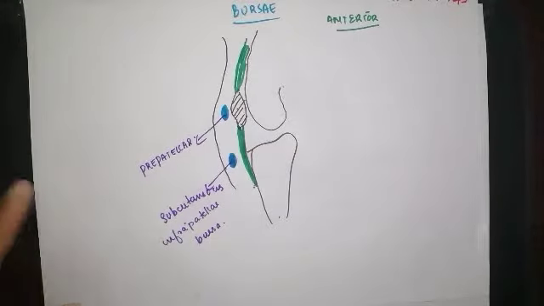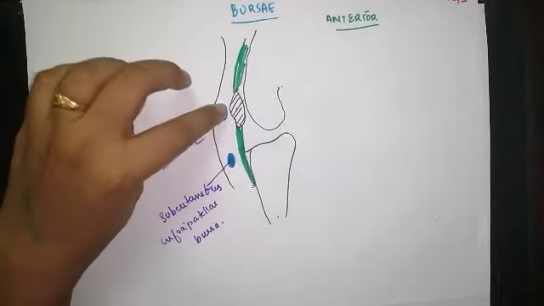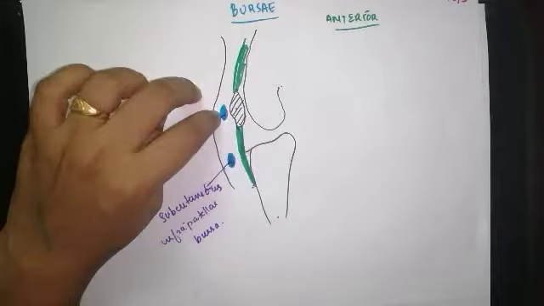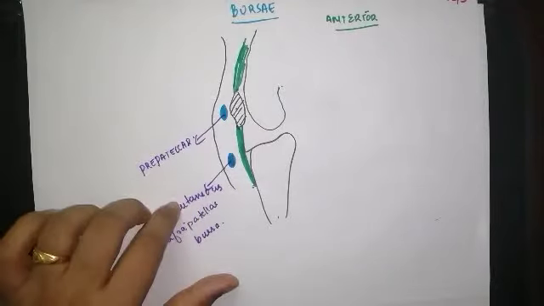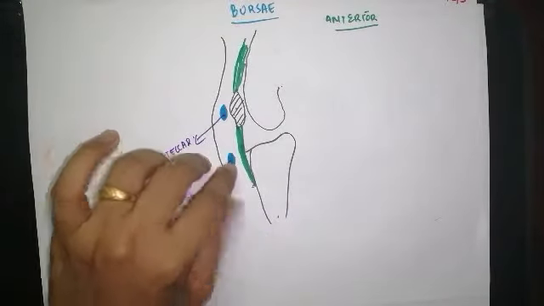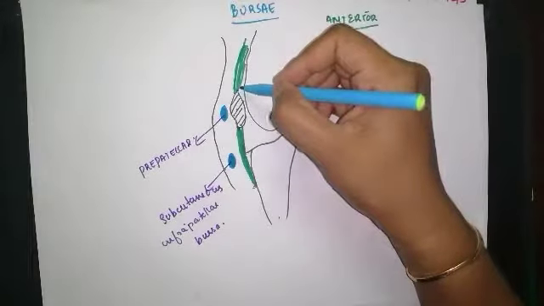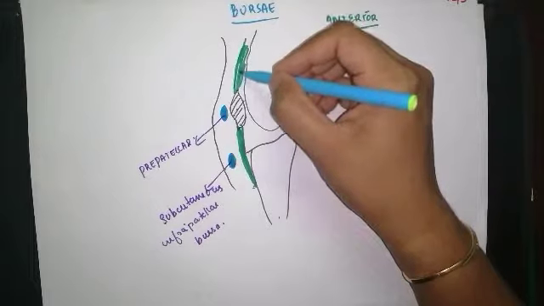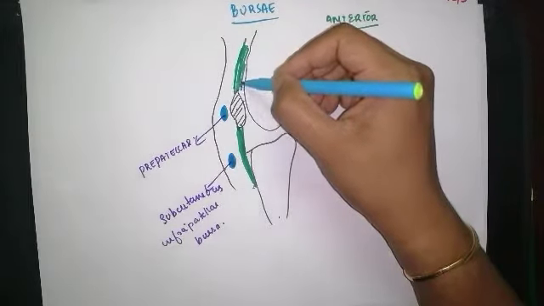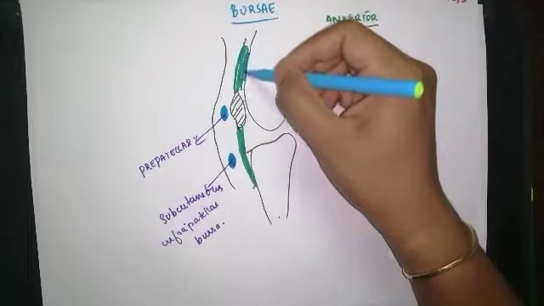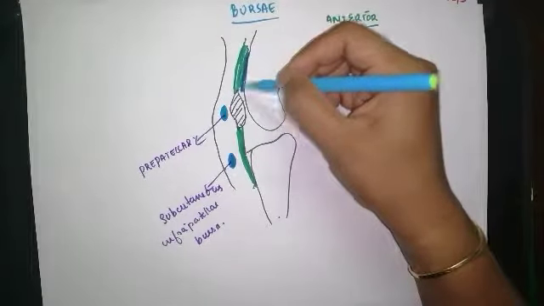So which are the anterior bursae which are subcutaneously present? This is the prepatellar bursae, which is present in front of the patella. Another one is the subcutaneous infrapatellar bursae, which is present below the patella. Now we'll look at the deep bursae related to the patella. This includes a bursae which is located above the patella and deep to the quadriceps tendon. This is known as the suprapatellar bursae.